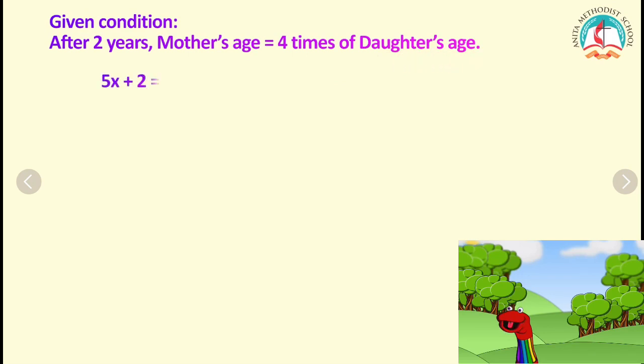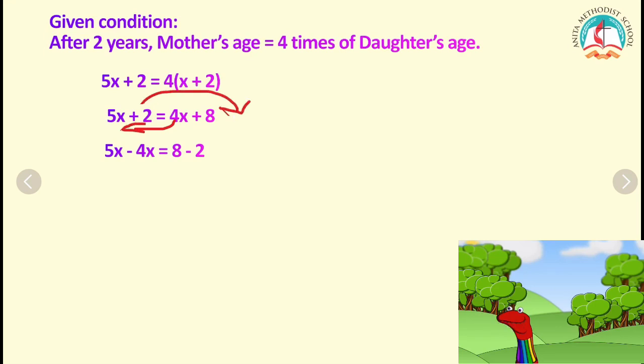How will you represent this in an equation? It is 5x plus 2 is equal to 4 times x plus 2. Simplify this, which is 5x plus 2 is equal to 4x plus 8. Take 4 inside. So now plus 4x becomes minus 4x. At the same time 2 goes to that side, it becomes minus 2. 5x minus 4x is equal to 8 minus 2. Therefore x is equal to 6 years.